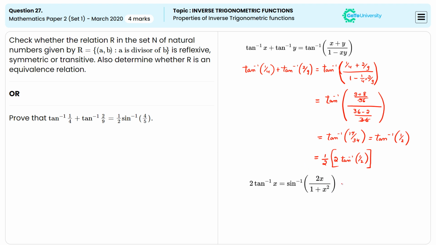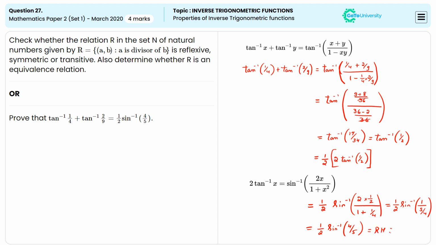With this, I can take this as equal to half times sine inverse of 2x, which is going to be 2 times half divided by 1 plus half square, which is going to be 1 over 1 over 4. Now with this, I can take half times sine inverse of 1 divided by, it is going to be 4 plus 1, which is 5 by 4. On simplifying this, I'll get this out as half times sine inverse of 4 by 5, and this is our RHS.